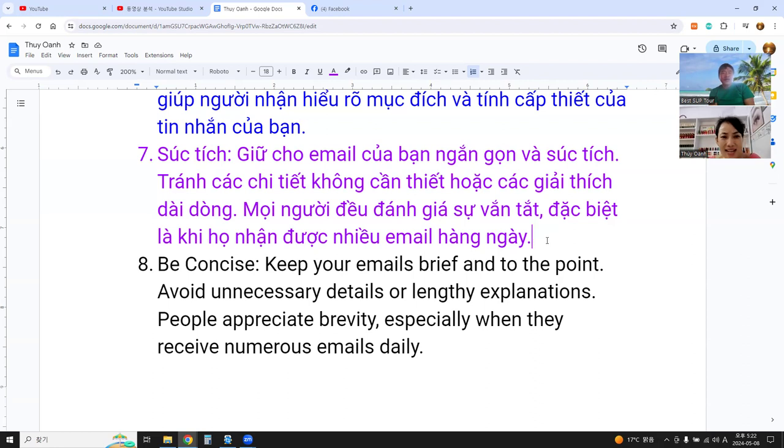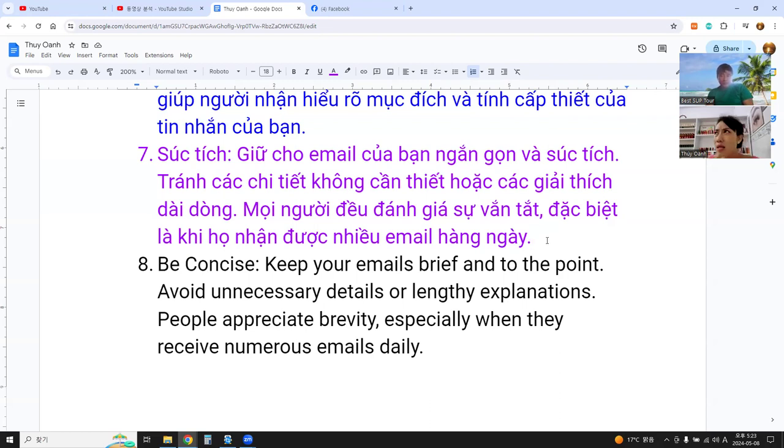So can I read it? Be concise means avoid unnecessary details. Keep your email brief and to the point. To the point means the subject. Be concise, clear, to the point, subject.